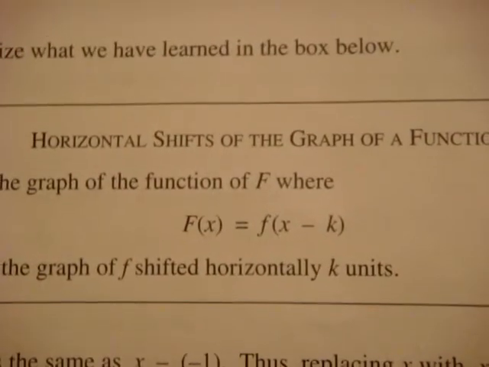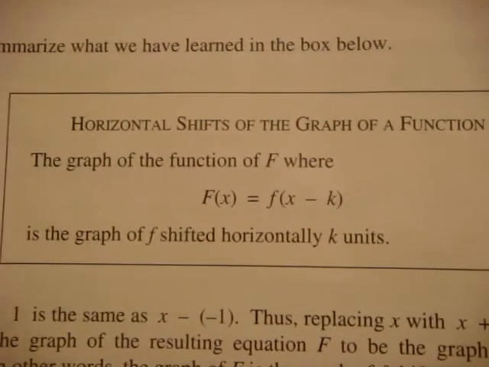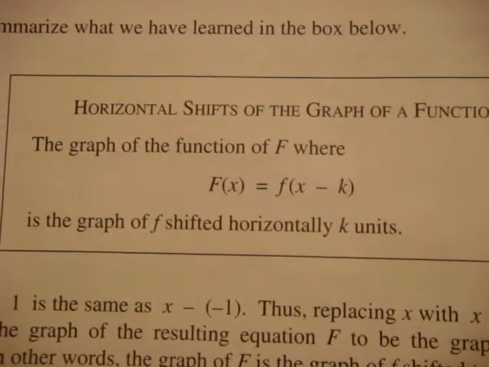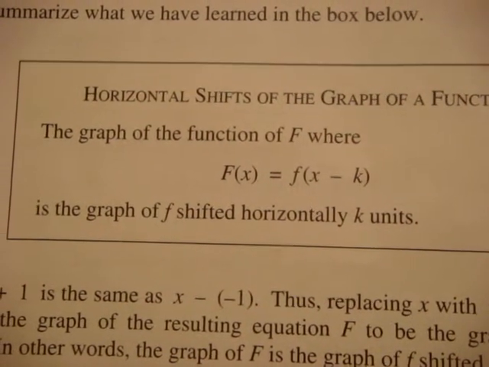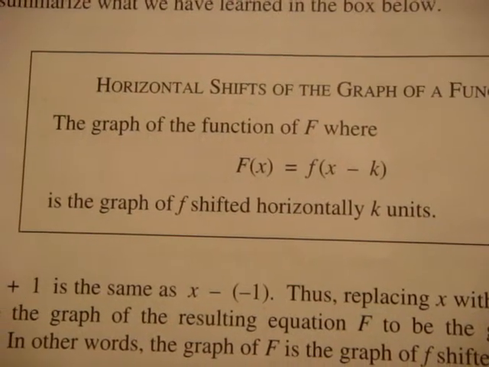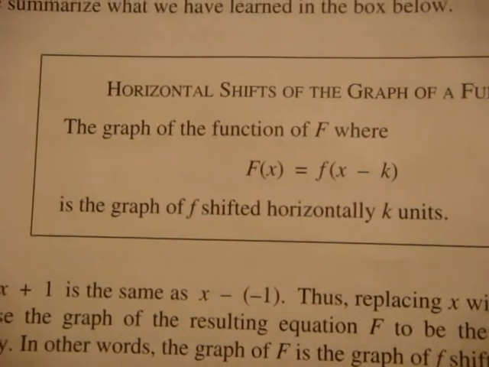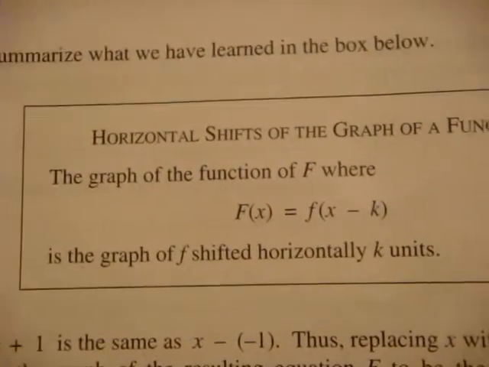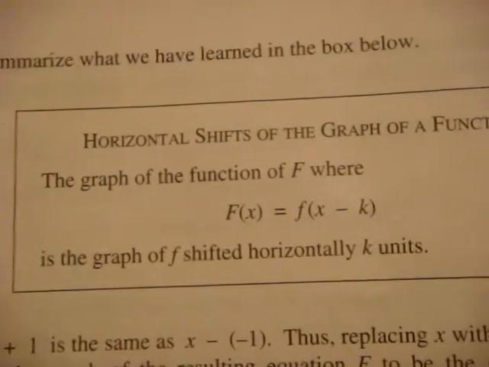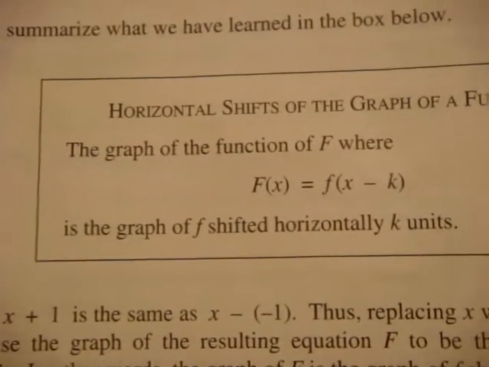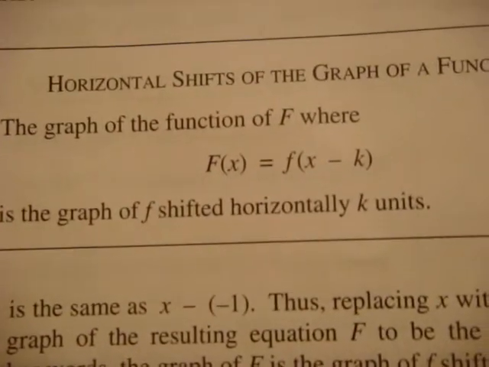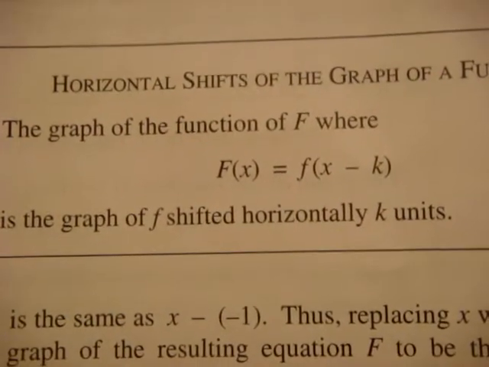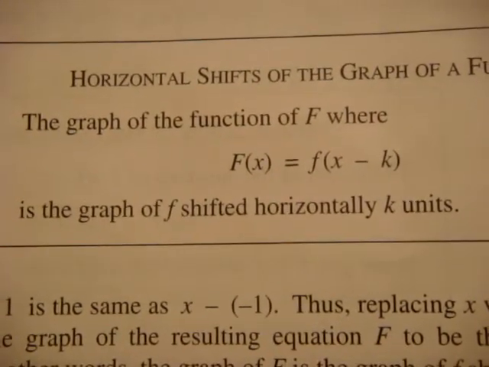Let's look at the little rule that goes with horizontal shifts. It says horizontal shifts of graphs of a function. The graph of a function f, where f of x equals f, in parentheses, x minus k, is the graph of f shifted horizontally k units. Don't let that confuse you. They explain it a little bit, but we're not going to get into it completely. But you do it the opposite. If it's a negative k, you shift it positive k units.